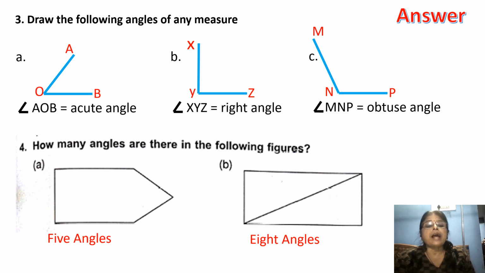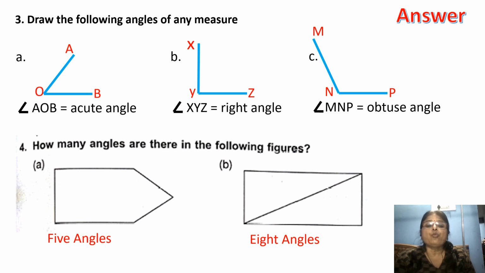Students, in this slide, the answer to the previous slide is given. Here the question was, draw the following angles of any measure. Here I have drawn it. With the help of this figure, this answer, you can do it. AOB. You will write the name first, and then whichever type of angle you have drawn, you have to write that also. So here I have drawn angle AOB, that is less than 90 degrees. So it is an acute angle.